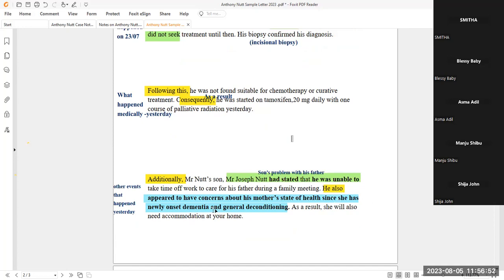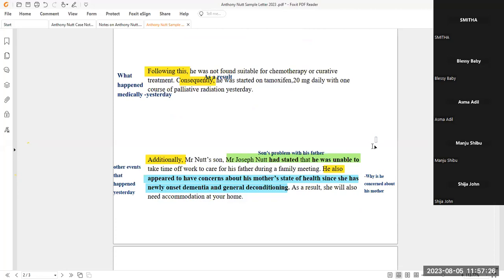He also appeared to have concerns about his mother's state of health, since she has newly onset dementia and general deconditioning. So as a result, continue. As a result, she will also need accommodation at your home. Okay, as a result, she will need accommodation at your home, care home. That's what we mean by it. Why is he concerned about his mother? I clarified that. And that is why she needs accommodation. She will need accommodation at your facility.